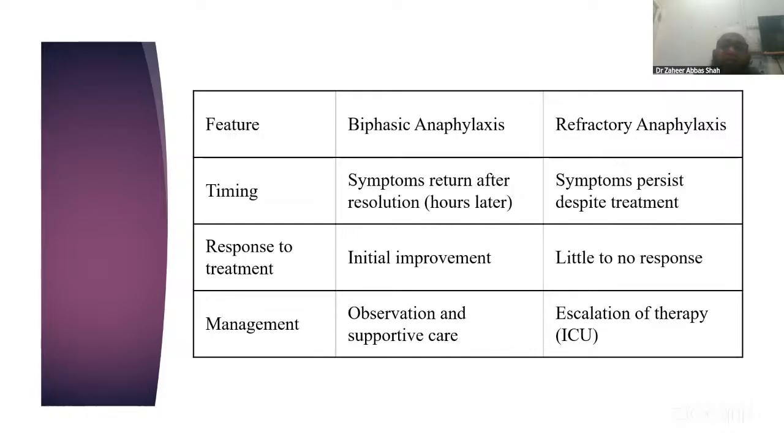Now, what is the difference between biphasic anaphylaxis and refractory anaphylaxis? Biphasic, we have seen, is where symptoms return after a resolution. The first phase will resolve, the symptoms will also resolve, and after a gap of 8 to 10 hours, the symptoms will again occur. This is a biphasic reaction. In refractory anaphylaxis, symptoms persist despite treatment, and the patient will not respond to adrenaline. Initial improvement will be there in biphasic anaphylaxis; little or no response will be there in refractory anaphylaxis. So these are the things.